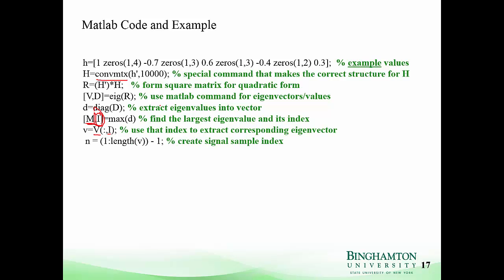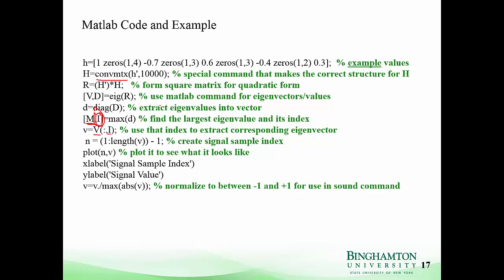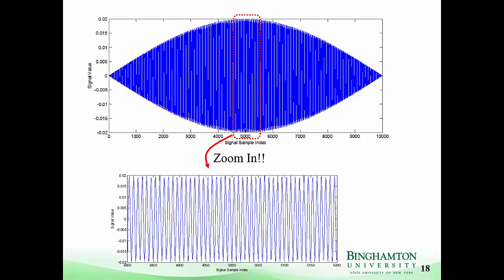And then I'm going to just create a signal sample index n so I can plot it against that. And I'm going to look at what this signal looks like. And then I'm going to label it, because if I don't label my plots, they're just art. And I'm going to normalize this just for convenience to use in the sound command, which will allow me to hear what this thing sounds like. Now, I don't have MATLAB fired up here, but you can run this code and hear what this thing sounds like. It'll just sound like a tone. Boop.